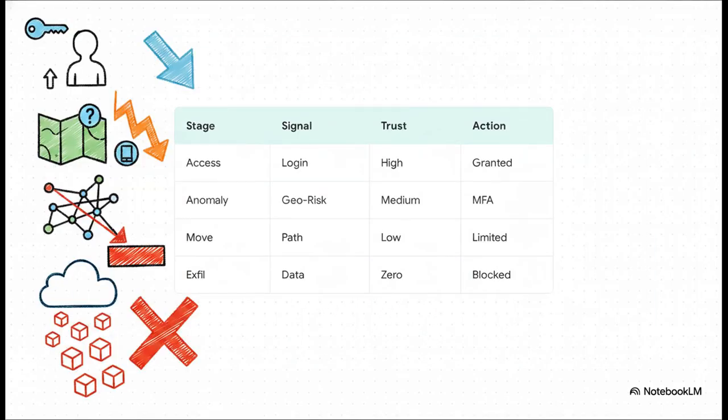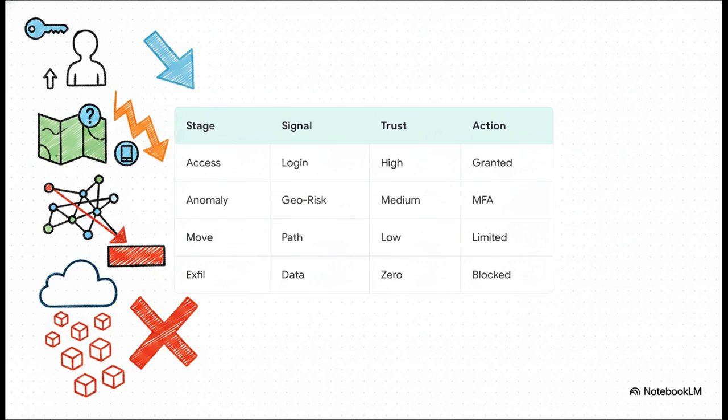In stage 1, the insider logs in normally. The math checks out, the trust score is high, access is granted. Easy. But in stage 2, they trigger an unusual geo-risk signal via an API payload. The engine mathematically catches the anomaly, instantly drops the trust to medium, and dynamically forces a step-up MFA challenge. The insider passes it, sure, but now they are heavily monitored.